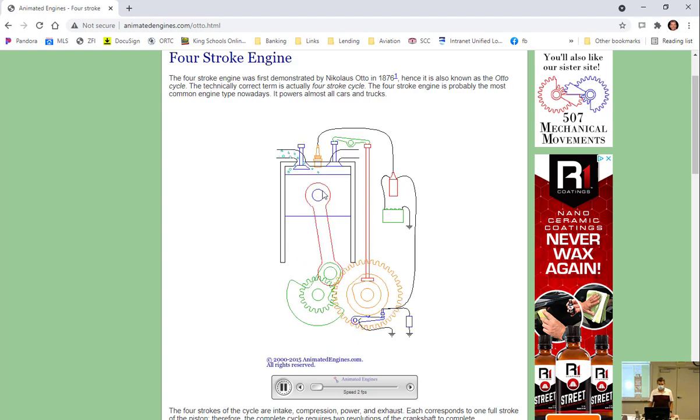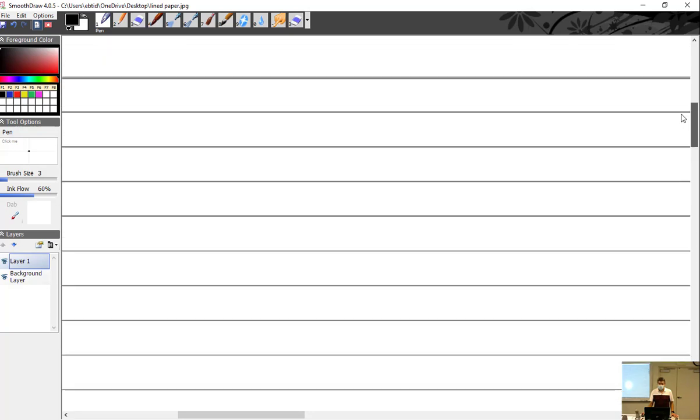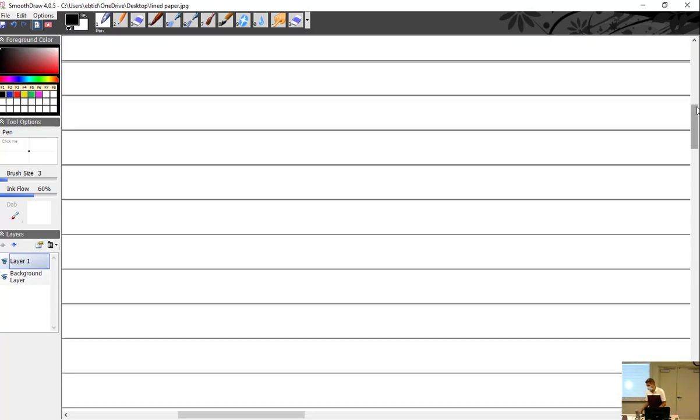Okay, so that's the 4-stroke engine. So before we move on to magnetos, let's talk about a more basic system that works off the battery. So we eliminate the electrical generating end. And we'll talk about the Kettering ignition system.